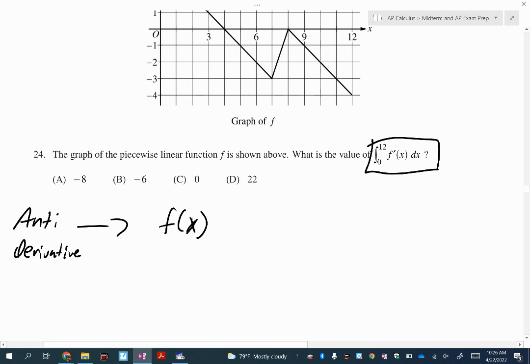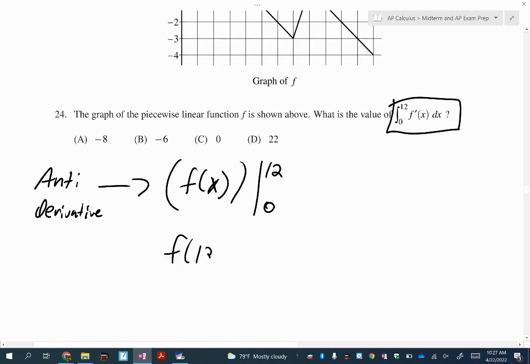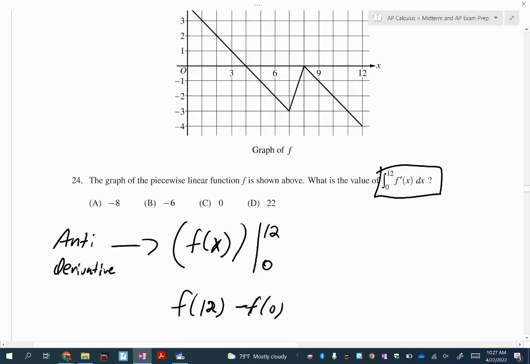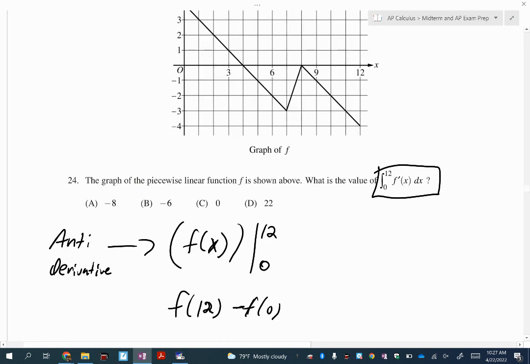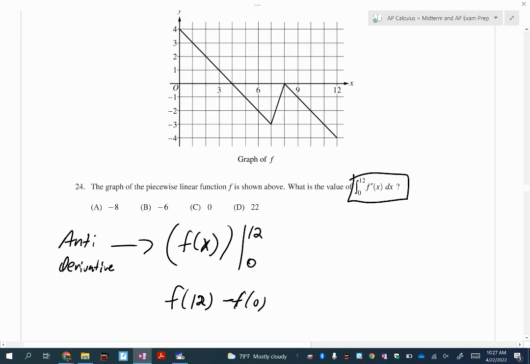All right, how am I going to evaluate this? We need our limits of integration. What are the limits of integration? Let's start with the largest one first. 12 and 0, right? So I'm going to plug in f of 12 minus f of 0. And where am I going to find those numbers? In the graph, right? That's the whole point of giving the graph.